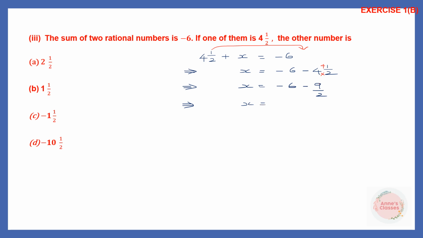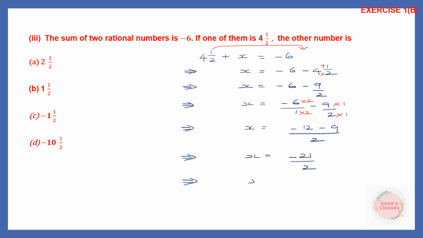X is equal to minus 6, give it the denominator 1, minus 9 by 2. So x is equal to, now the LCM here is 2. Take the first rational number, 1 into 2 is 2. So minus 6 into 2 is minus 12. Minus, take the second rational number, 2 into 1. So 9 into 1. 9 ones are 9. So now x is equal to minus 12 minus 9. Signs are the same. Put the same sign and add. It becomes 21 by 2.